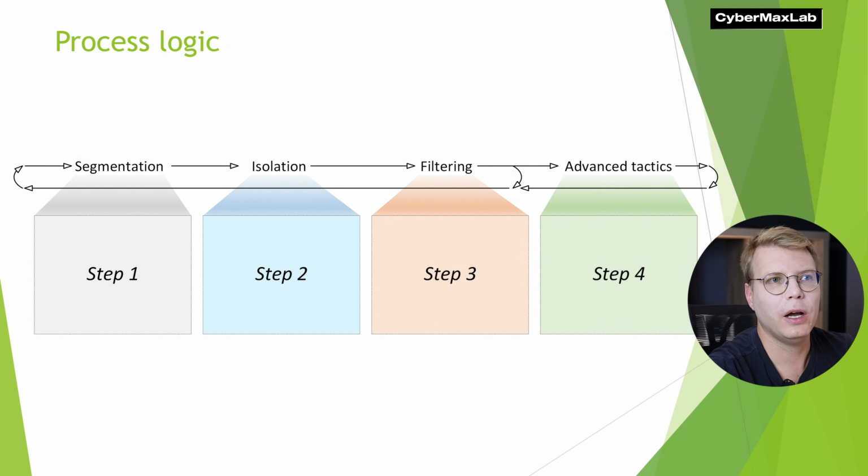The logic which I introduce in this process is the next. First, we'll start with segmentation, segmenting our network. Next, we'll go and do the isolation. The step number 3 will be filtering. And there is also optional step 4, which I call advanced tactics, but again, it is optional, right? So it can be skipped if it is unnecessary.